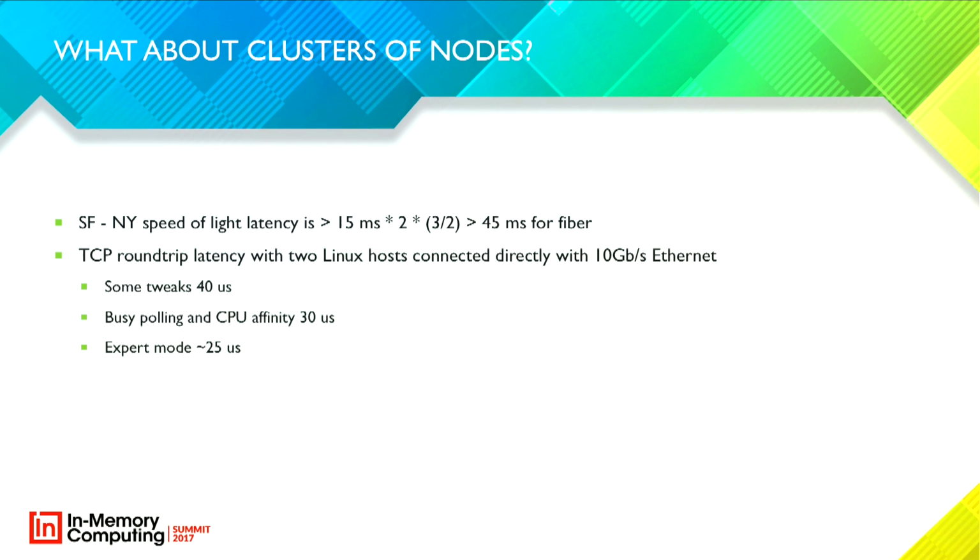What's happening then? Well, if you do some tweaks, you can come down to like 40 microseconds. And if you are really pushing it, you can do busy polling and CPU affinity and maybe reach 30 microseconds. And if you're really an expert, I'm not that expert, but you can come down to 25 microseconds. That's still 2 orders of magnitude too slow. 100 times slower than we want our operation to complete in. That's just sending a packet. So it's not really possible to even use 2 nodes that are so close together.